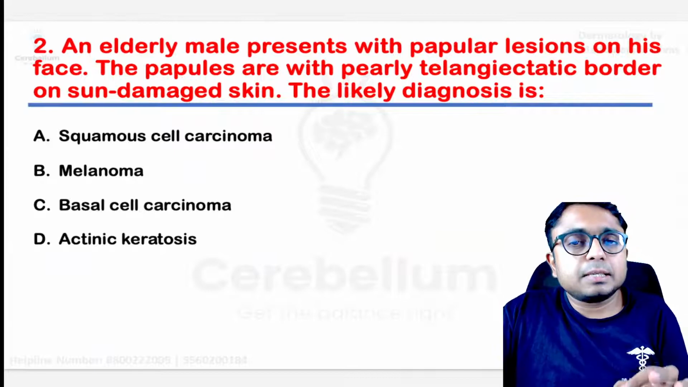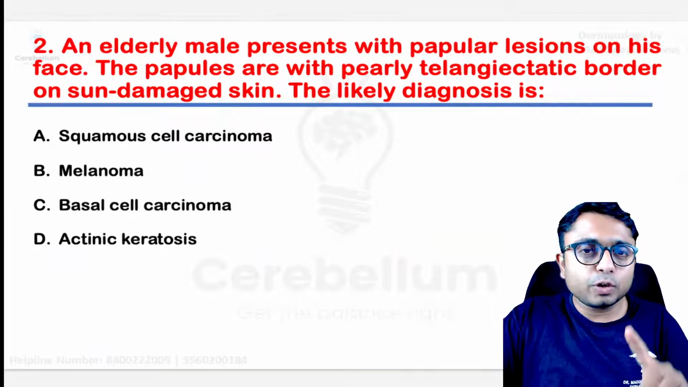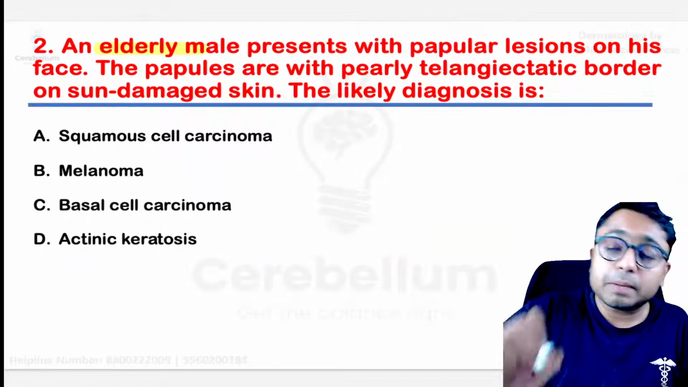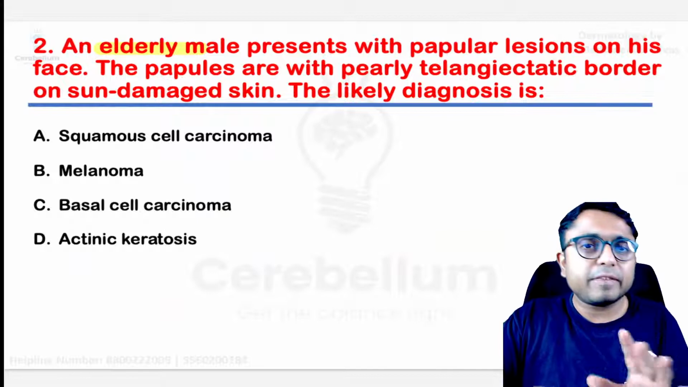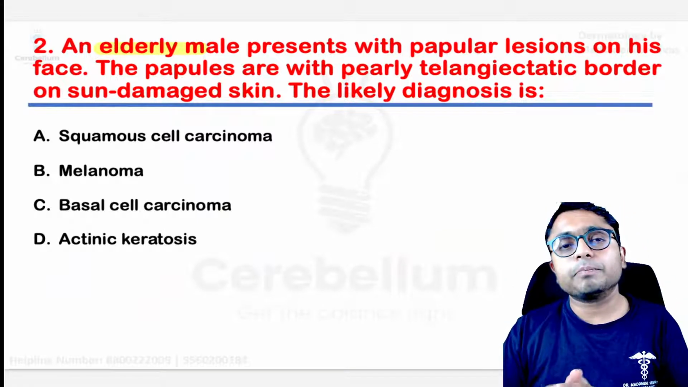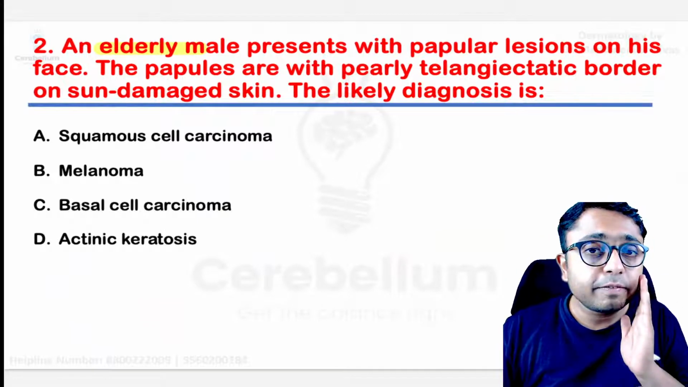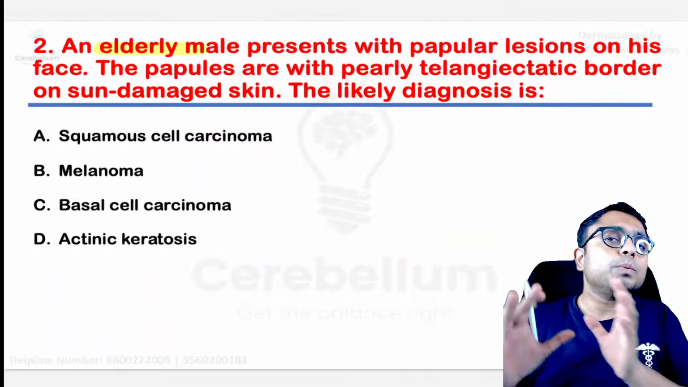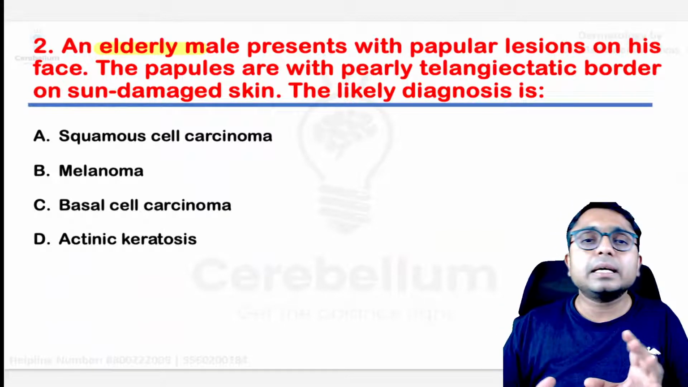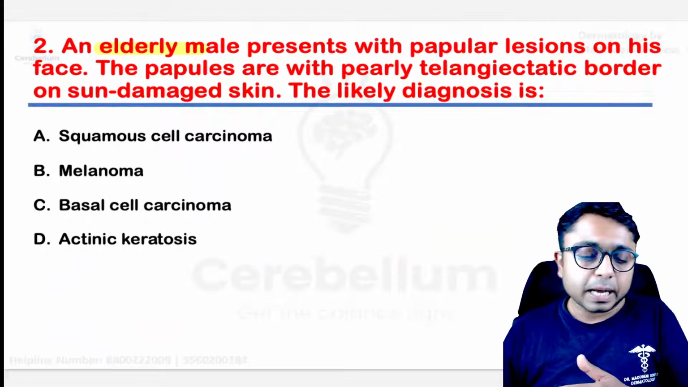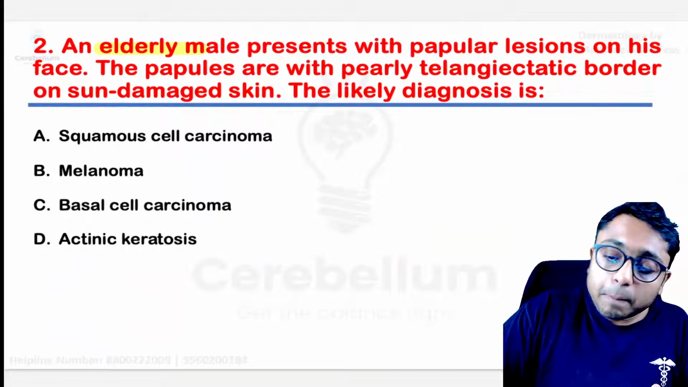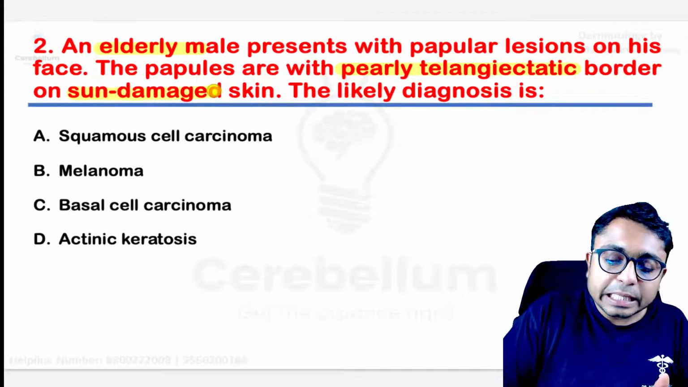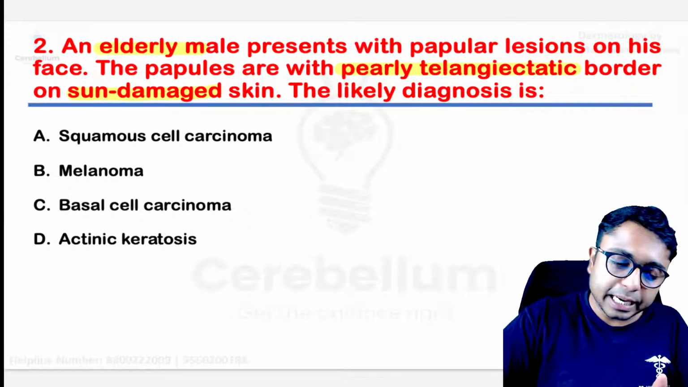Very classical description given as it is. Okay, if you know, you know, otherwise you cannot answer. So, an elderly male presents with papular lesions on the face. Whenever you see an elderly male having these lesions over the face, think of the diagnosis most likely to be a malignancy, because usually elderly individuals are the ones who are associated with malignancies. Okay, so the papules are pearly and a telangiectatic border is present, and the skin is sun damaged skin. So what is the likely diagnosis?